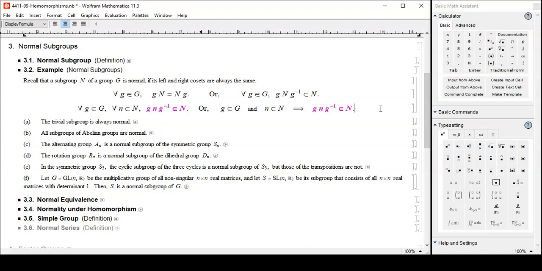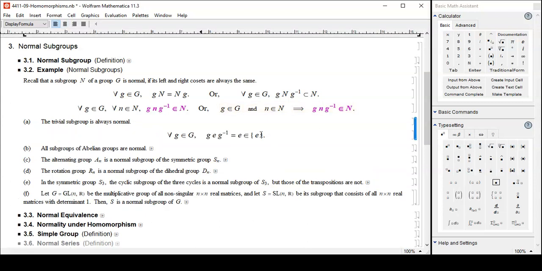Okay, the first example: the trivial subgroup is always normal. The trivial subgroup means a subgroup that consists of only one element, the identity. So n is going to be e, so g n g inverse, what is it? Yeah, we just get e, so that belongs to the trivial group again. So yes, it's normal. Too trivial. How about the next example?